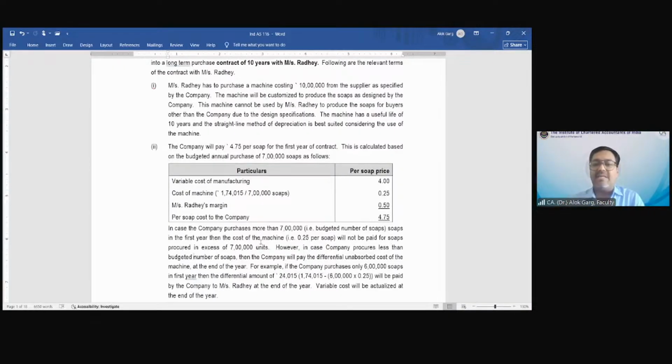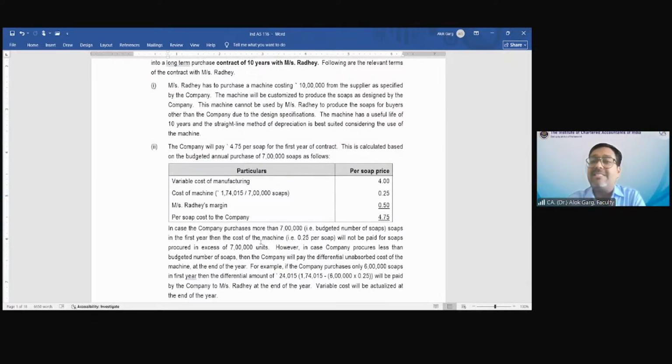However, in case the company procures less than the budgeted number of soaps, then the company will pay the differential unabsorbed cost of the machine at the end of the year. तो 1,74,015 के हिसाब से तो देना ही देना है। For example, if the company purchases only 6 lakh soaps in the first year, then the differential amount of 24,015 कैसे आया? मान लो 7 लाख की जगह 6 लाख परचेज करती है कंपनी, तो क्या होगा? दिस कॉस्ट ऑफ मशीन इज अ फिक्स कॉस्ट। 6 लाख मल्टीप्लाई बाय 25 पैसा, वो तो रिकवर हो जाएगा 4 रुपये 75 पैसा के अंदर.